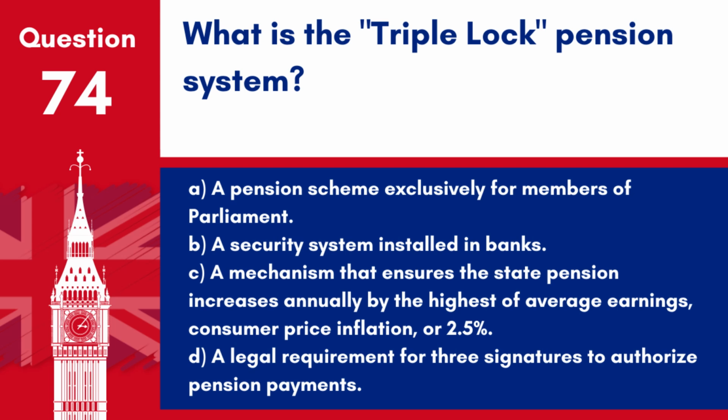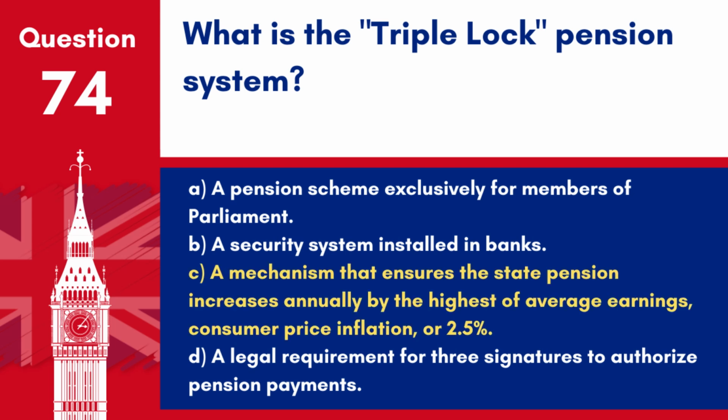Question 74. What is the triple lock pension system? A. A pension scheme exclusively for members of Parliament. B. A security system installed in banks. C. A mechanism that ensures the state pension increases annually by the highest of average earnings, consumer price inflation, or 5%. D. A legal requirement for 3 signatures to authorize pension payments.